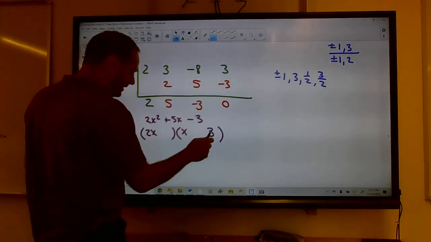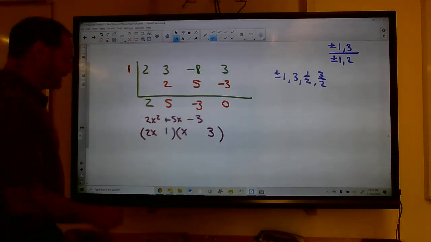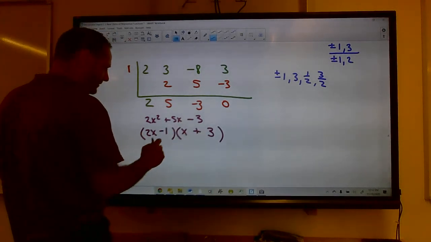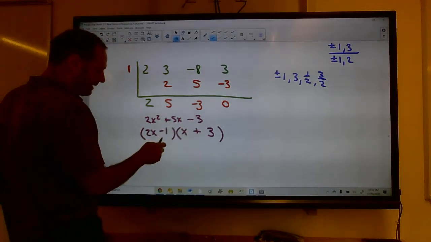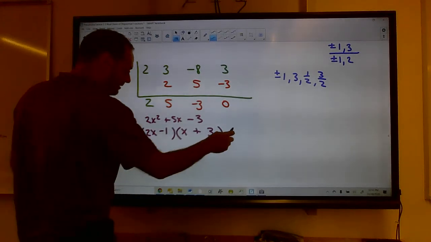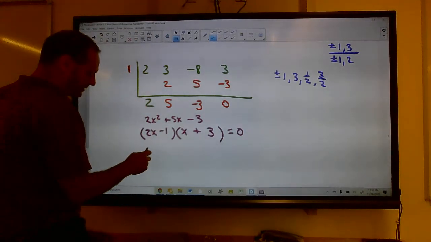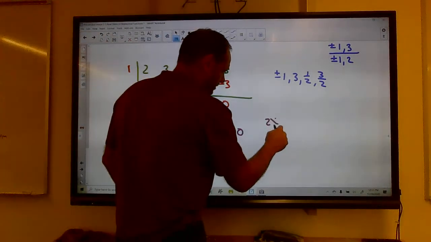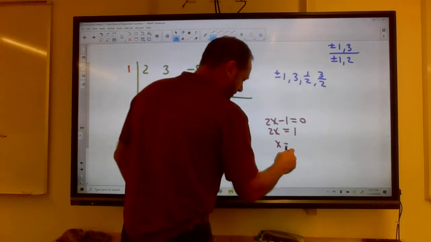Let's see, if I go 3 and 1. Okay, and then I go plus 6 and minus 1, and that makes -3. So here we go. If I want to know what the zeros are, 2x minus 1 would be 0, which would mean 2x would be 1, which would mean x would be 1/2.